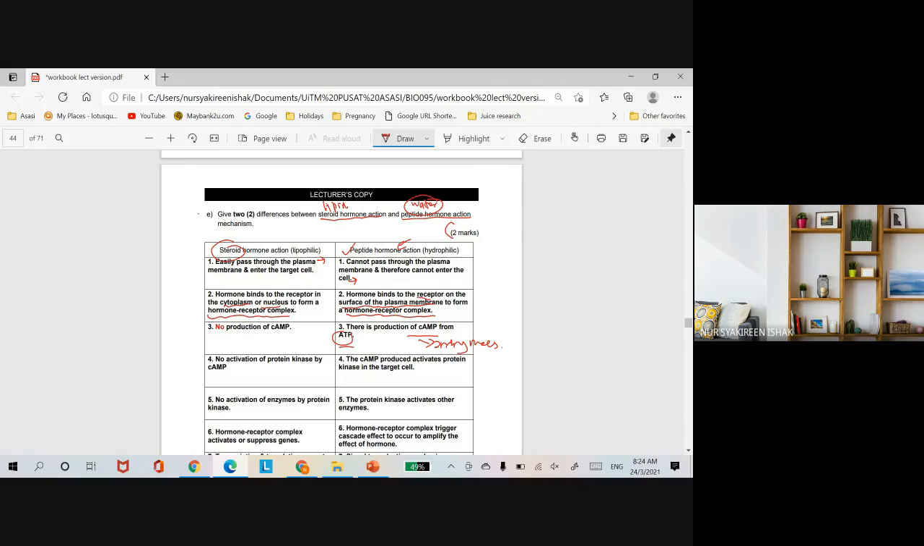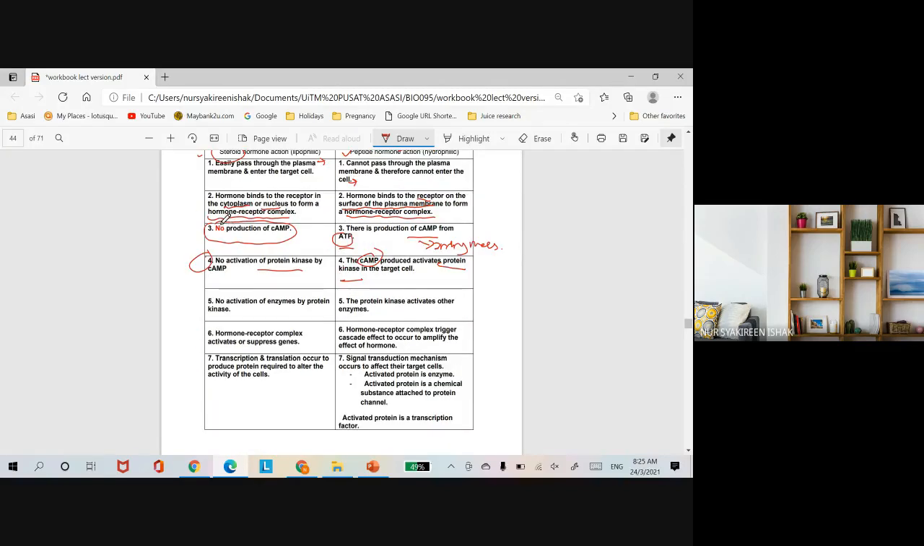The production of cAMP, cyclic adenosine monophosphate, okay, it is secondary messenger. So for the steroid hormone, there's no involvement in the production of cAMP. Okay, so for the next point, once the cAMP is activated, it activates protein kinase. Obviously, for steroid hormone, there's no activation of protein kinase. The next one you could write, the protein kinase activates other enzymes. So this one we call signal transduction.